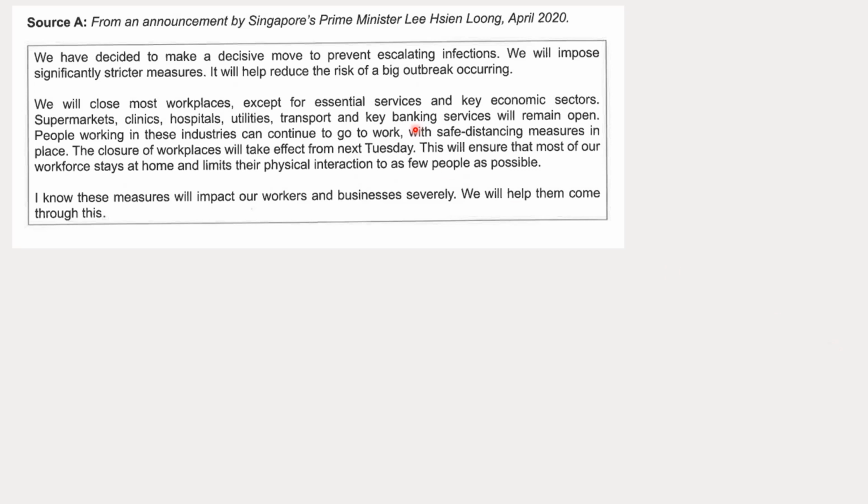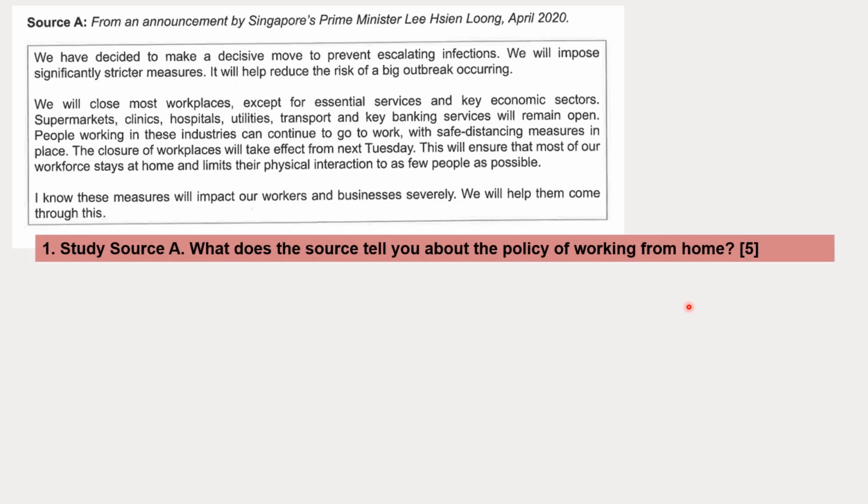All right, let's take a look at source A. It is an announcement by the Prime Minister. It is really definitely the start of working from home because of COVID-19. So if you look very carefully, the question is asking you, what does the source tell you about the policy of working from home? Focus on the word policy. Now look at the ones that are highlighted in blue. You can see the ones that are highlighted in blue, and then you can decide what is the inference that they're asking you.